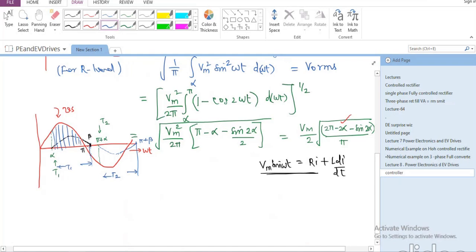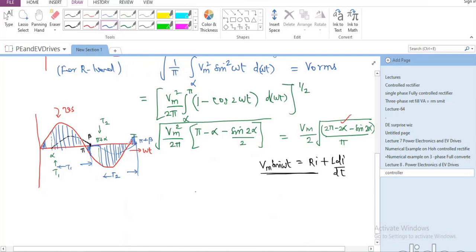So until T1 conducts, we are going to get this voltage. And for some time, the voltage is going to be 0. And when T2 conducts, we are going to have this as the voltage. And this will come up until here. The same thing would have happened in the previous cycle as well. So this is the way generally you are going to see the voltage appear.